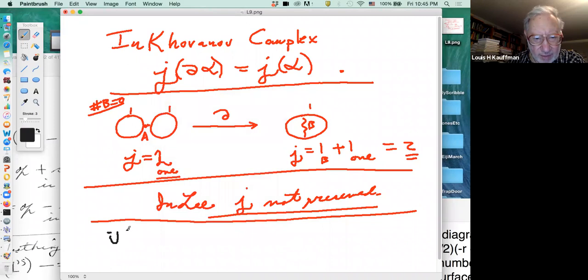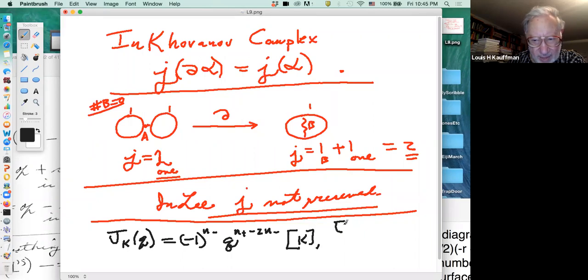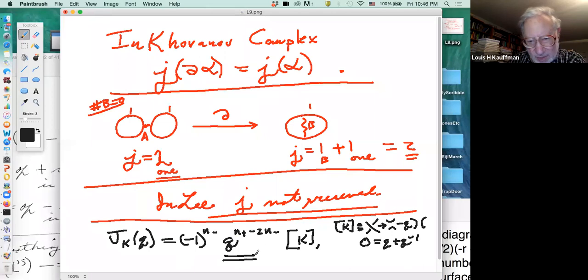We happen to know that we get the invariant Jones polynomial by taking minus one to the n minus, remember this from a while back, times q to the n plus minus two n minus times the bracket of k, where of course the bracket of k is again that special bracket that we're using, which has the identity that a crossing goes to the A smoothing minus Q times the B smoothing, and the value of the loop is Q plus Q inverse. And this is the normalizing factor that makes this invariant under the Reidemeister moves. And by the same token, it's the right factor to make the chains correspond under the Reidemeister moves.